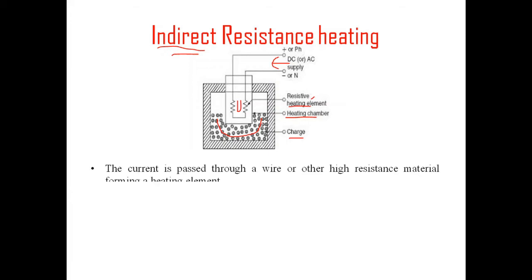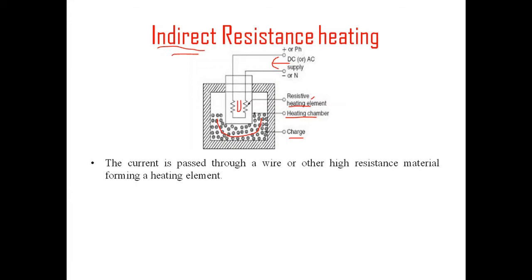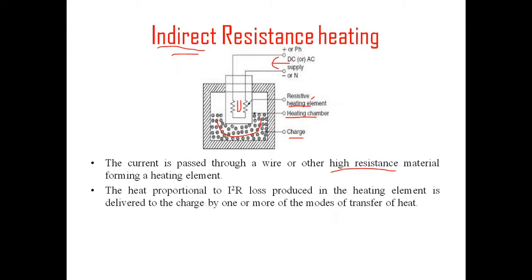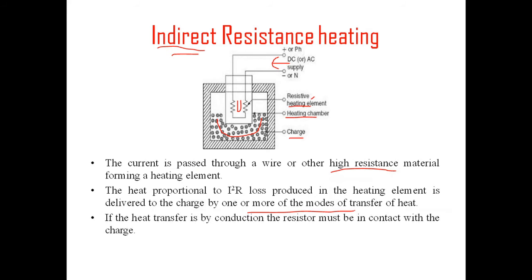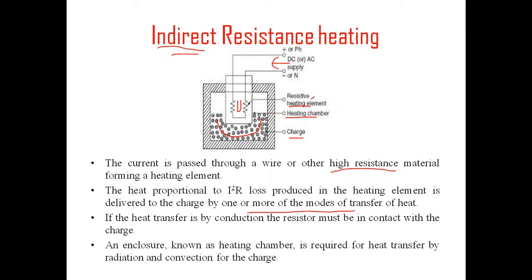Whatever points I have explained here have been noted here. The current is passed through a wire, and it should have very high resistance. That's what I told you, because the heat can then be increased, and the I square R loss which is produced here is delivered to the charge through one or more modes of heat transfer. If you want conduction, there should be direct contact, and because there is no contact between the resistance and the charge, heat will be transferred through radiation also. So we get radiation, convection, and conduction. Conduction is between the charge and the heating chamber. So this is about indirect resistance heating.